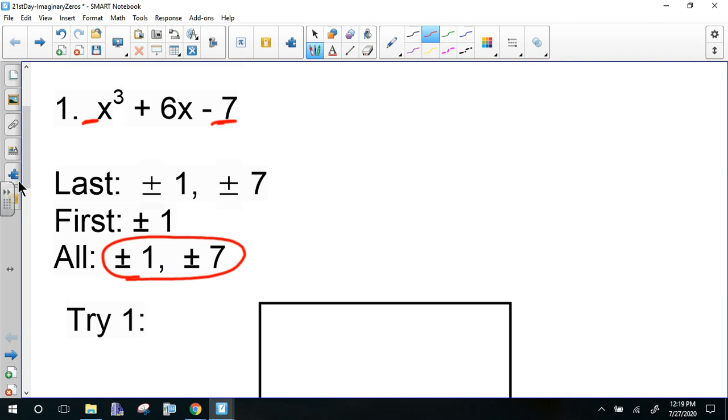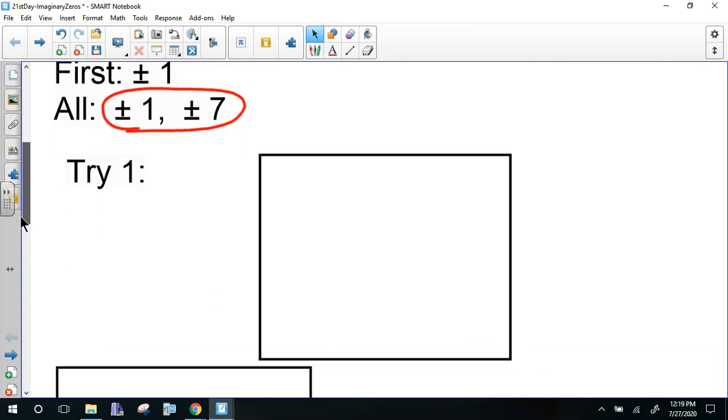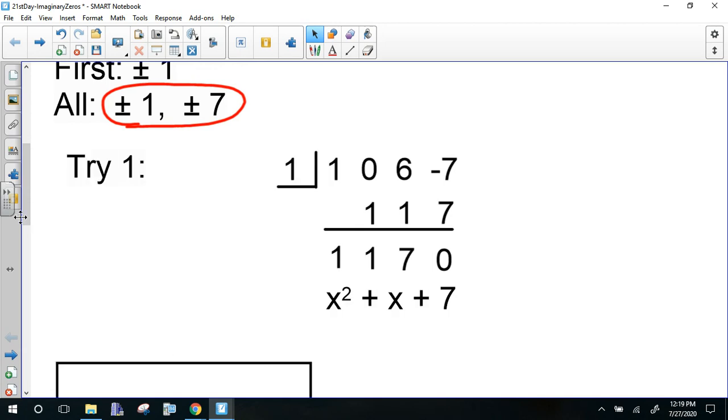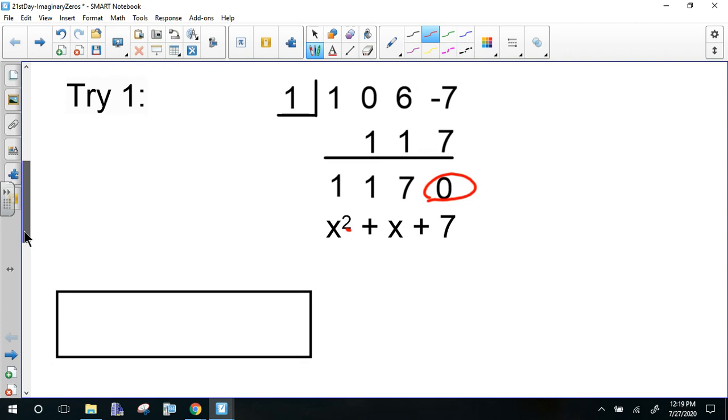Notice that I have no x squareds up here, so I'm going to put a 0 as a placeholder. I've got 1, 0, 6, -7. I tried 1. It worked because I have a 0 as a remainder. I've got it down to a quadratic, so I should either be able to factor it or use the quadratic formula to help me factor it the rest of the way.